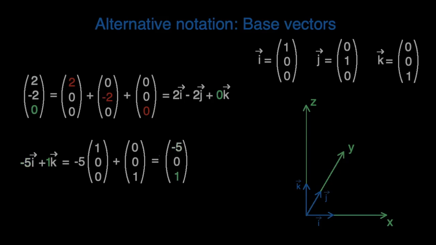Finally, let us consider the sum of the above two vectors and their new forms. We map the coefficients of i, j and k, and so get the sum is equal to minus 3i, minus 2j, plus k. This can be written in the original form as follows.